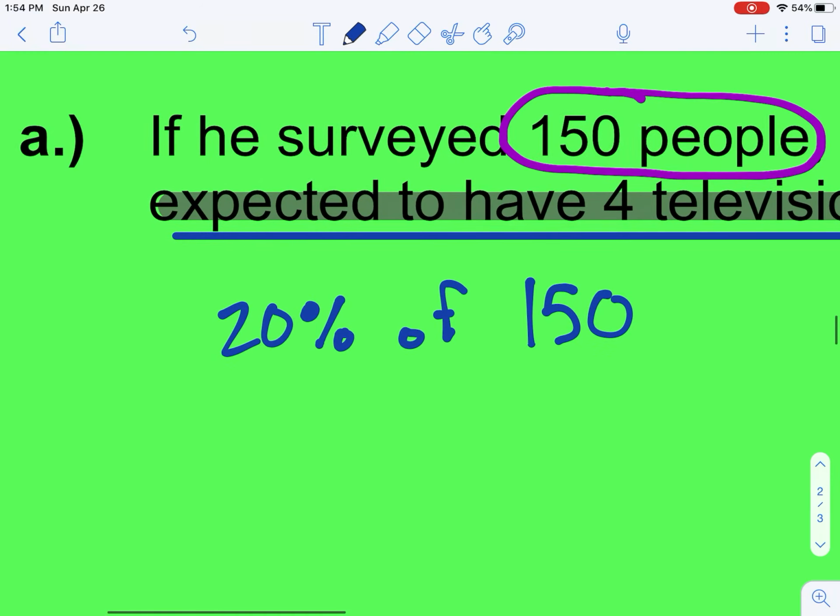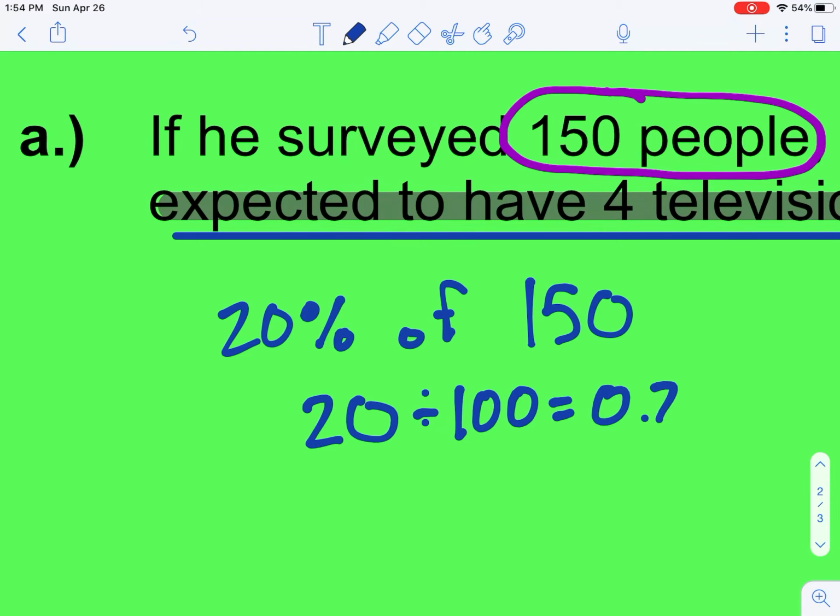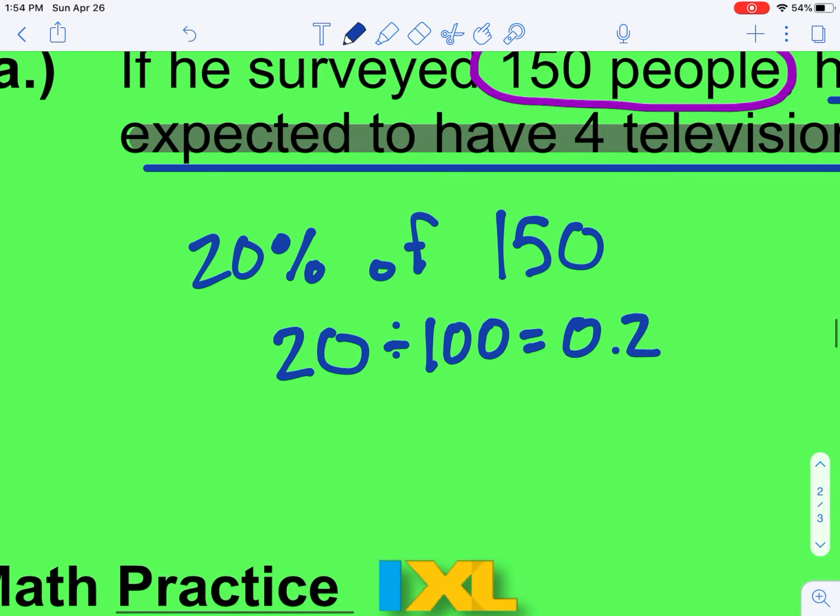So just like yesterday, the first thing I'm going to do is take my percent, which is 20. I'm going to divide by 100 to turn it into a decimal. And 20 divided by 100 is 0.2. I'm then going to take my 0.2 and multiply it by that other number. So 0.2 times 150.